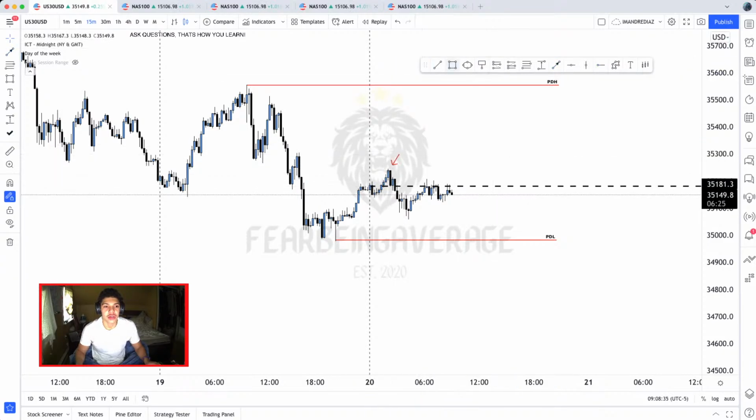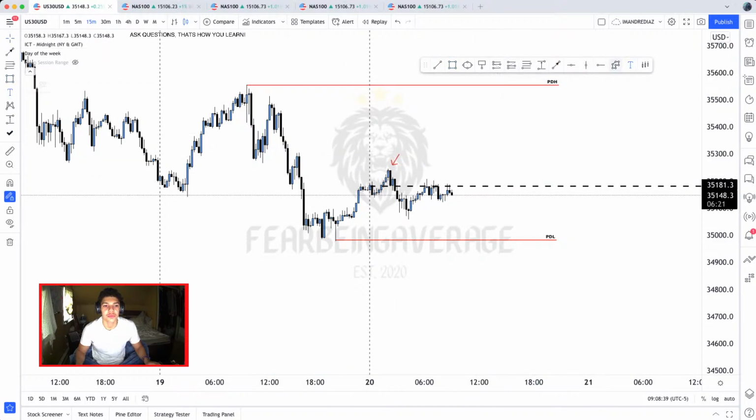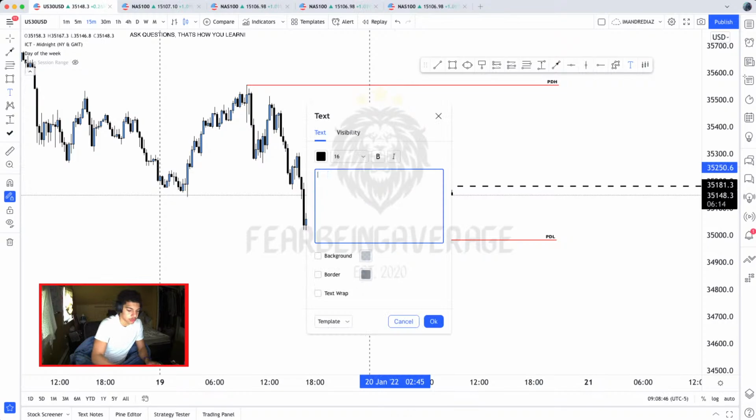And as you can see, at the 12 a.m. open, we traded into this 15-minute order block that we have right here. Oh, we didn't even trade into it actually. But we traded into this order block, and do we trade into 35,250? We came close to trading at 35,250. So this could potentially be the high of the day. So that's something I'm going to keep in mind.